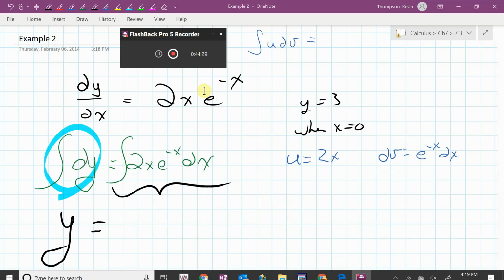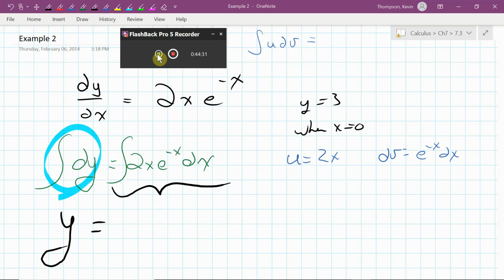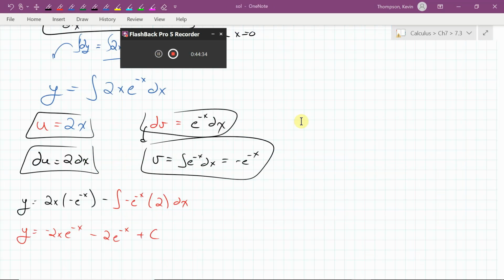Then I'll show you a tabular method, and then we'll probably be done. Answers on the screen.